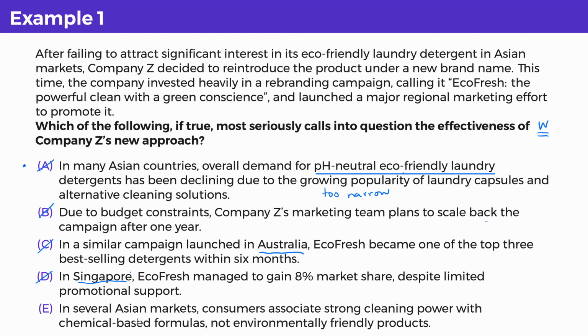So let's read E. In several Asian markets, consumers associate strong cleaning power with chemical-based formulas, not environmentally friendly products. Well, this could really seriously call into question the effectiveness of Company Z's new approach, since they are rebranding like a powerful clean with green conscience. So if people don't see these kind of properties together, their regional marketing efforts may not promote their eco-friendly laundry detergent. So answer choice would be E. This is calling into question the effectiveness.